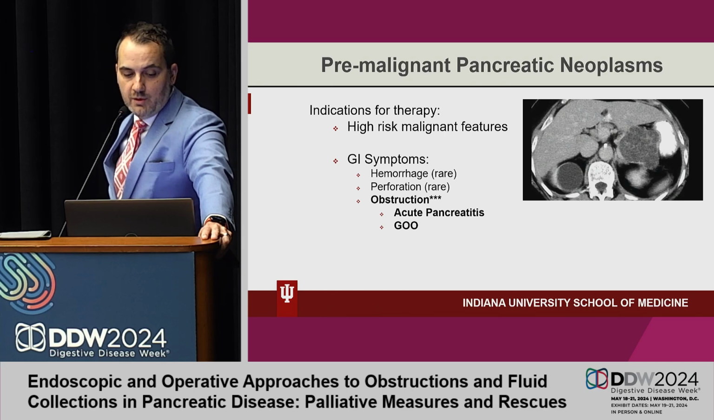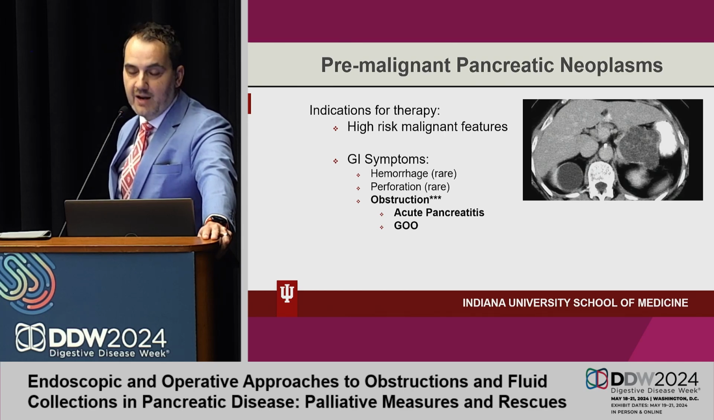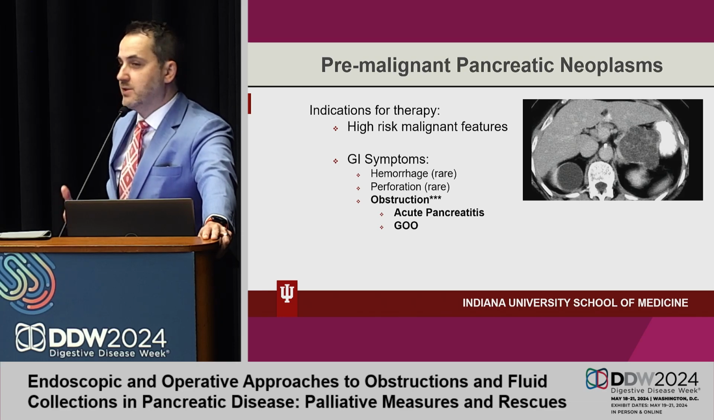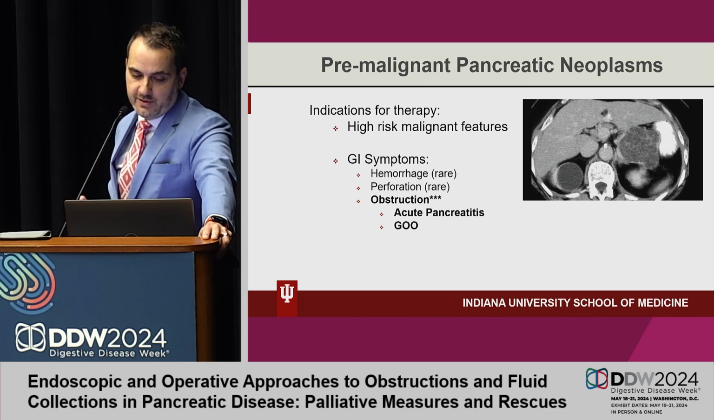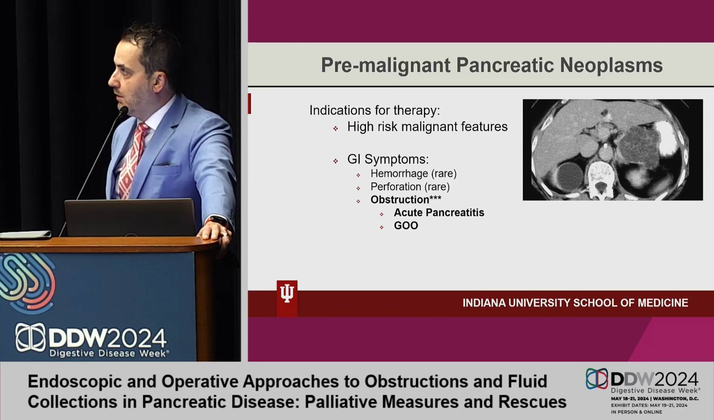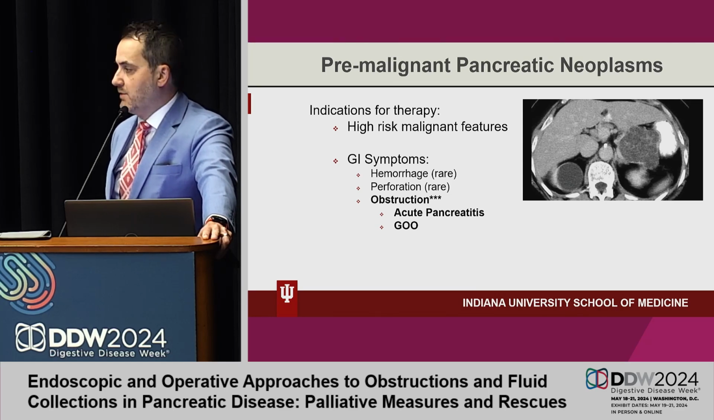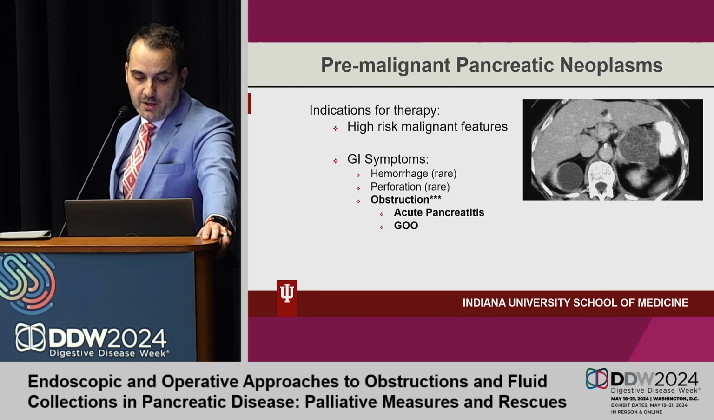Now, reasons we might take care of these with some form of therapy would be if they have high-risk malignant features. In essence, we consider symptoms a high-risk feature, although we know for certain with these cystic lesions or precancerous lesions that their symptoms might be related or unrelated to the anatomy. But they have high-risk malignant features, but also GI symptoms. Hemorrhage and perforation are particularly rare for all these pre-malignant lesions, but really obstruction, which is kind of the heart of this conversation during this whole session.